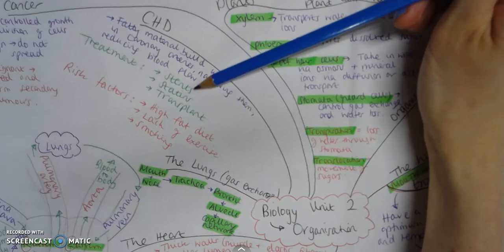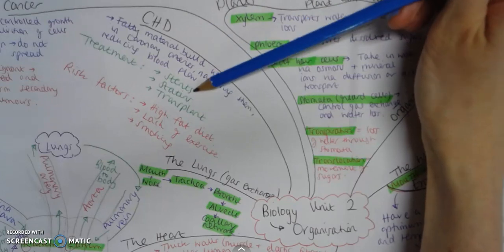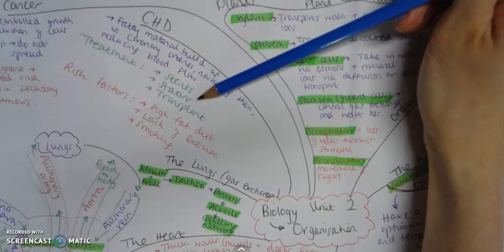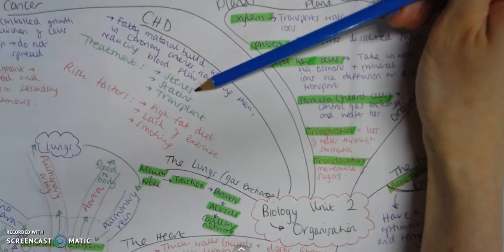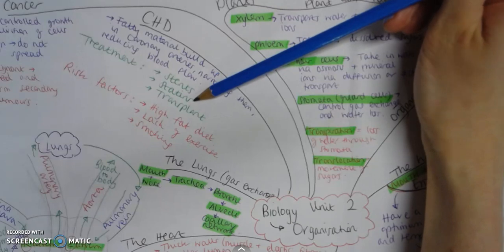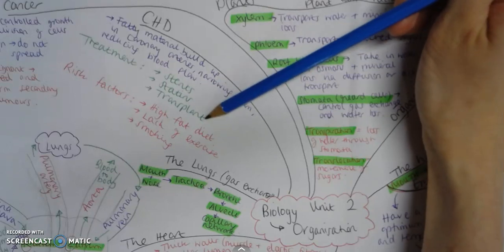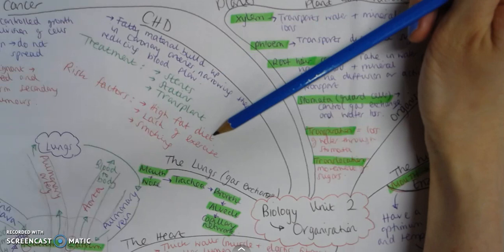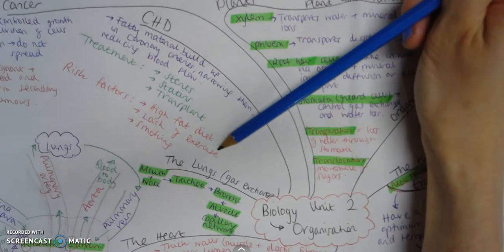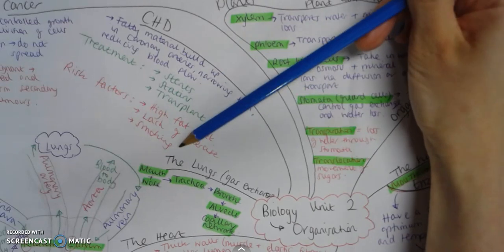3 main types of treatment: stents, which physically hold those coronary arteries open to allow the blood to continue to flow through past the blockage; statins, which help to reduce cholesterol and reduce the likeliness of a fatty build-up; and transplant as well. Okay, so if the heart has actually failed as a result, heart transplant might be the only option. Risk factors for CHD: high fat diet, lack of exercise and smoking, among others.